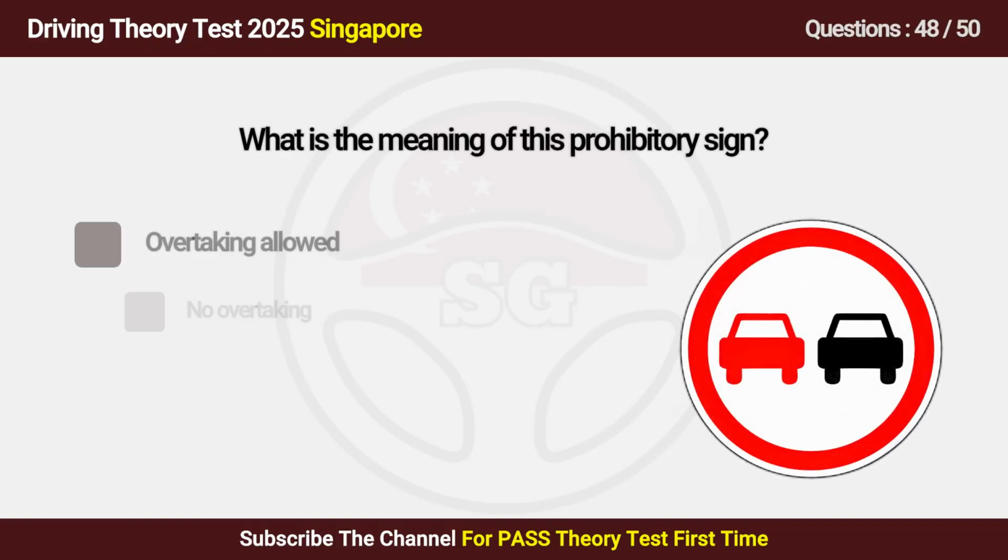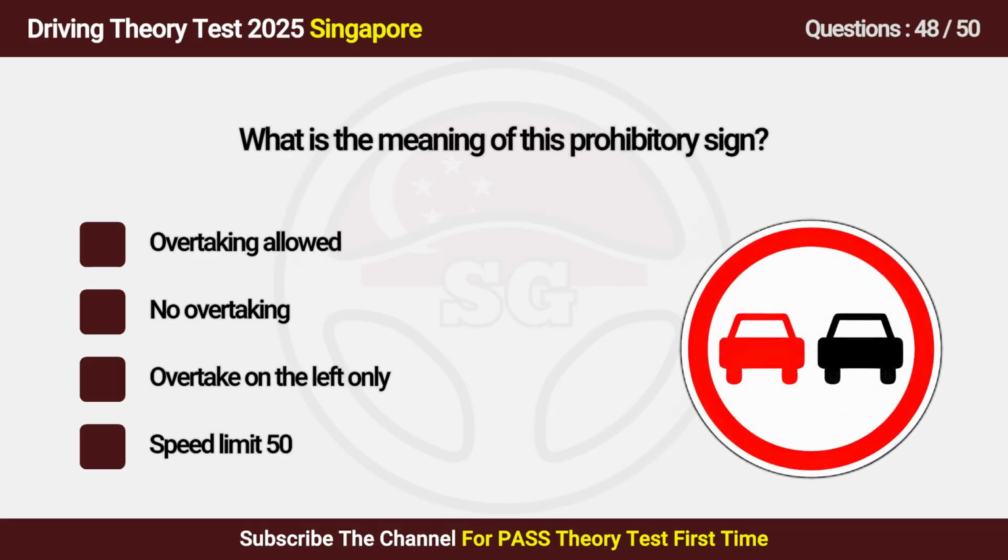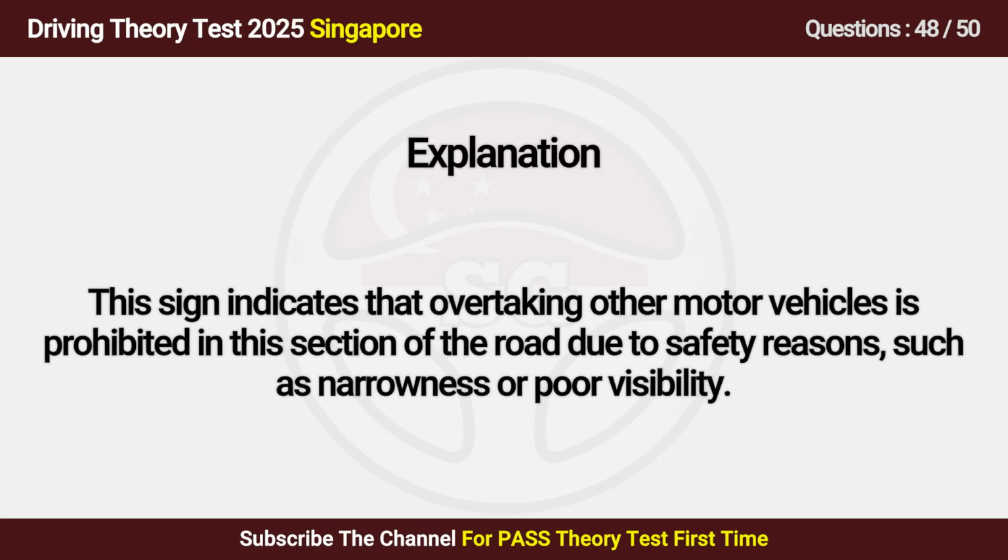Question 48. What is the meaning of this prohibitory sign? A. Overtaking allowed. B. No overtaking. C. Overtake on the left only. D. Speed limit 50. Answer is B. No overtaking. This sign indicates that overtaking other motor vehicles is prohibited in this section of the road due to safety reasons, such as narrowness or poor visibility.